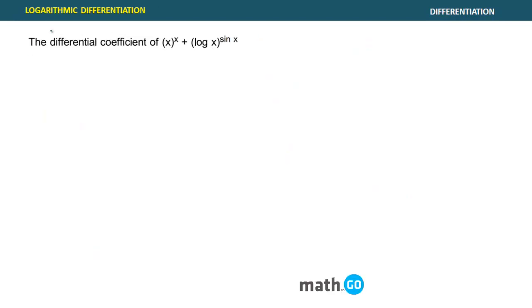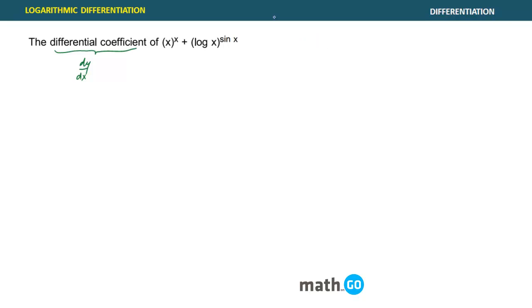Let us start the very specific category of differentiation, that is logarithmic differentiation. And as the name suggests, you will be taking logarithm before differentiation. So for example, you want to find the differential coefficient. What do you mean by differential coefficient over here? Differential coefficient is nothing but you are asked to find dy by dx of x raised to power x plus log sin x.